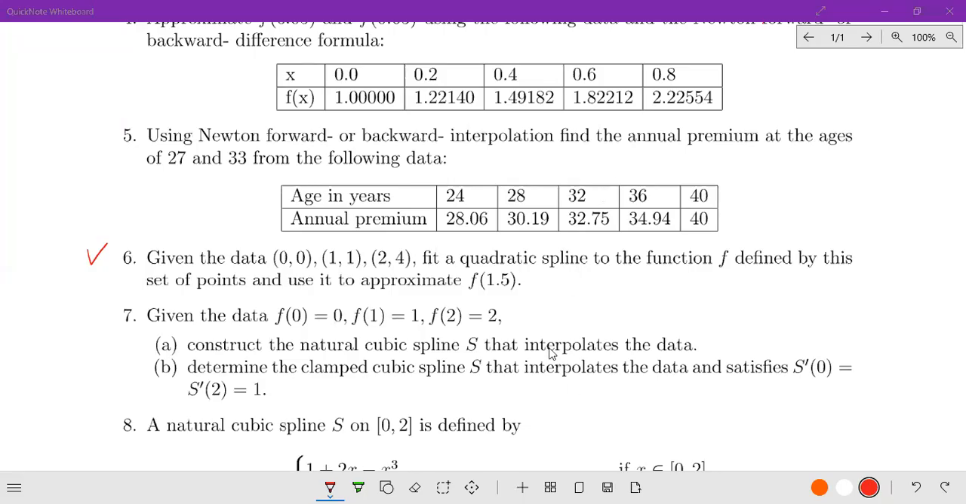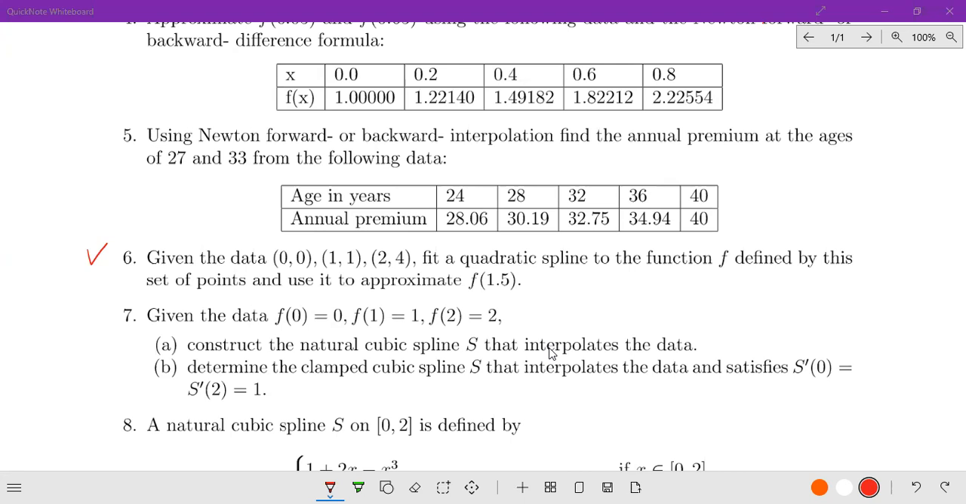Okay, so in this video, I'm going to solve a question on quadratic splines. I have a couple of questions from interpolation, but I've just picked question number 6. This is a question that I'll focus on in this video. The question reads, given the data 0, 0, 1, 1, and 2, 4, fit a quadratic spline into the function defined by this set of points.